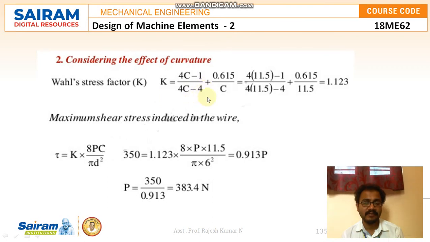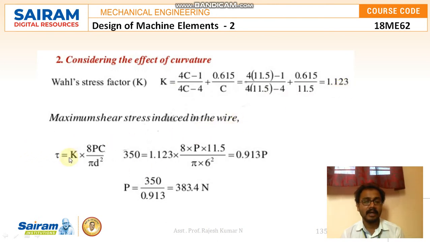And consider the curvature effect, where the K value, the Wahl stress factor, I will get as 4C minus 1 divided by 4C minus 4, plus 0.615 divided by C. The spring index value is 11.5. So 4 into 11.5 minus 1 divided by 4 into 11.5 minus 4, plus 0.615 divided by 11.5. So I am getting the Wahl stress factor K value equal to 1.123.